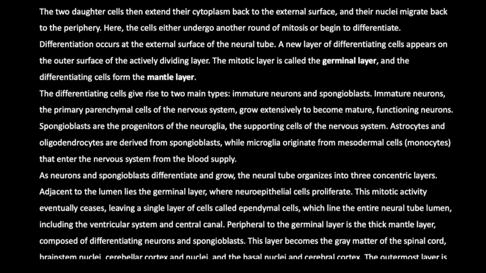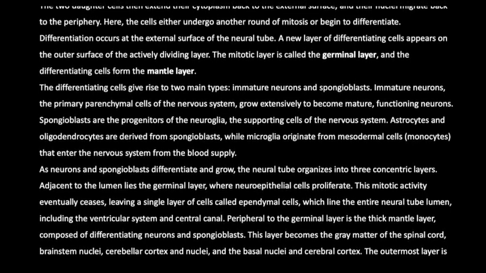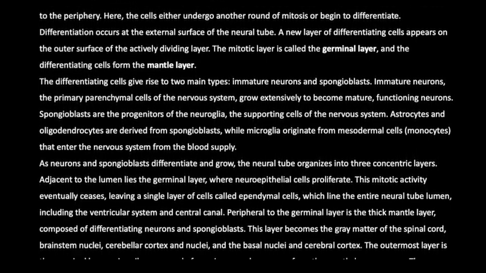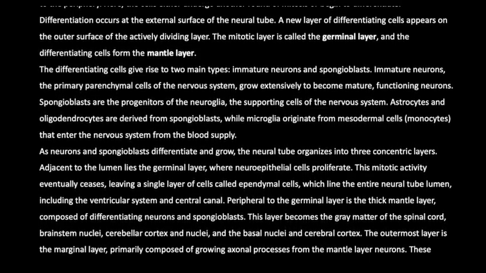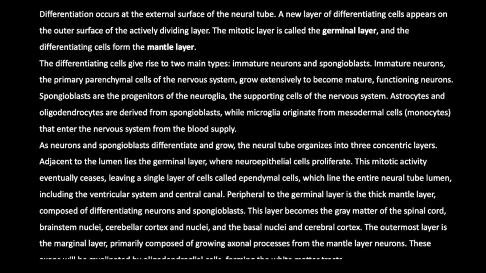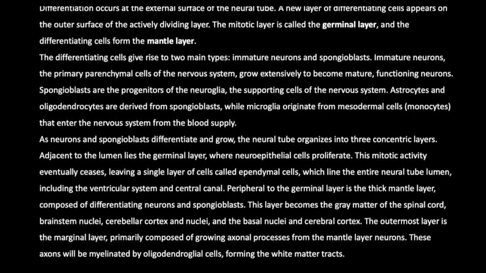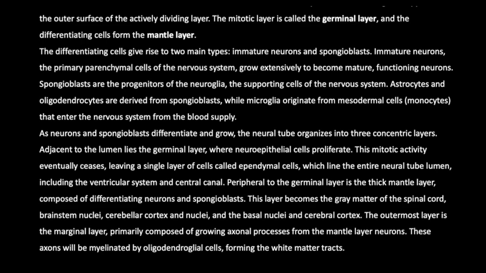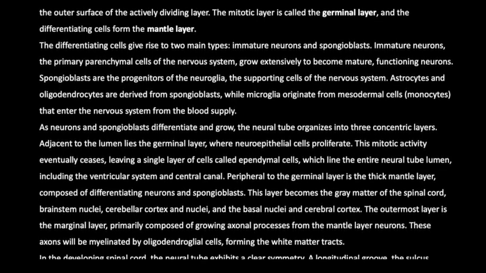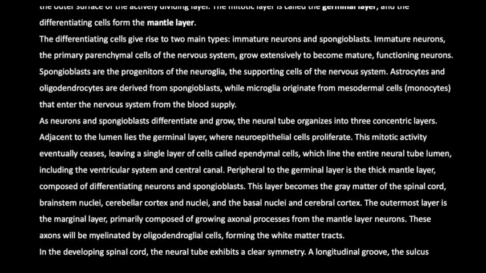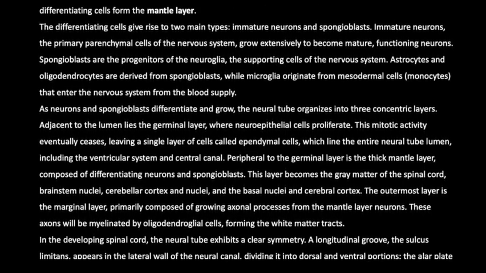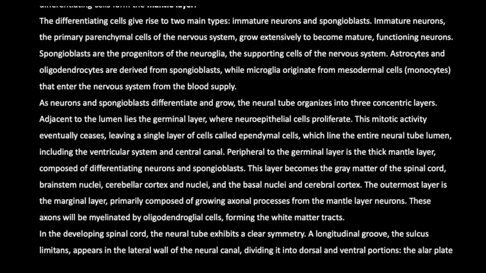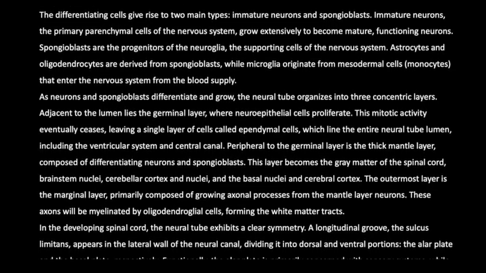Immature neurons, the primary parenchymal cells of the nervous system, grow extensively to become mature, functioning neurons. Spongioblasts are the progenitors of the neuroglia, the supporting cells of the nervous system. Astrocytes and oligodendrocytes are derived from spongioblasts, while microglia originate from mesodermal cells, monocytes, that enter the nervous system from the blood supply. As neurons and spongioblasts differentiate and grow, the neural tube organizes into 3 concentric layers.